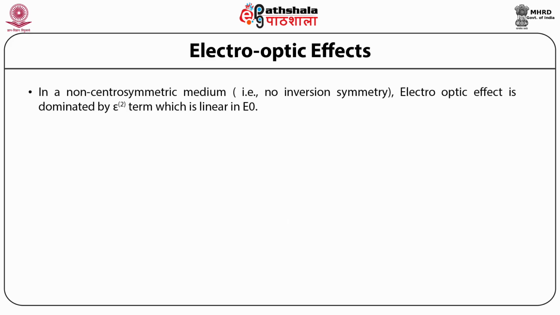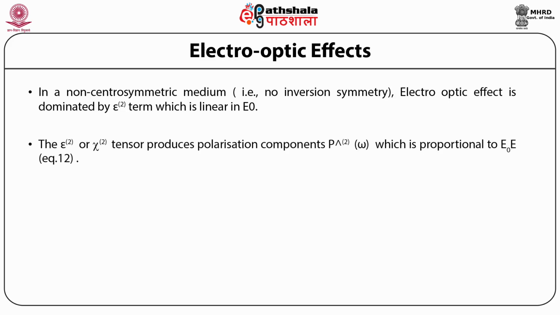In a non-centrosymmetric medium, that is, with no inversion symmetry, the electro-optic effect is dominated by the epsilon 2 term, which is linear in E naught. So the epsilon 2 or chi 2 tensor produces polarization components P2 omega, which is proportional to E naught E. These polarization components vary linearly with E naught, and this is termed the Pockels effect.